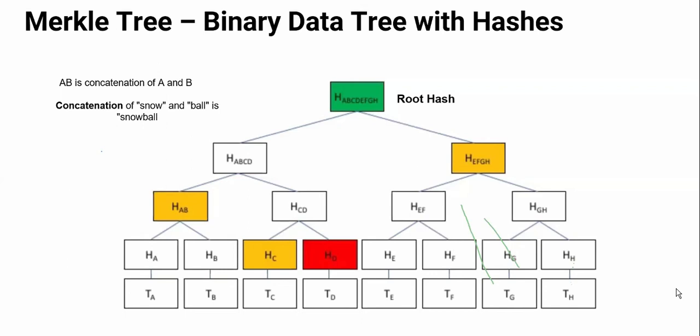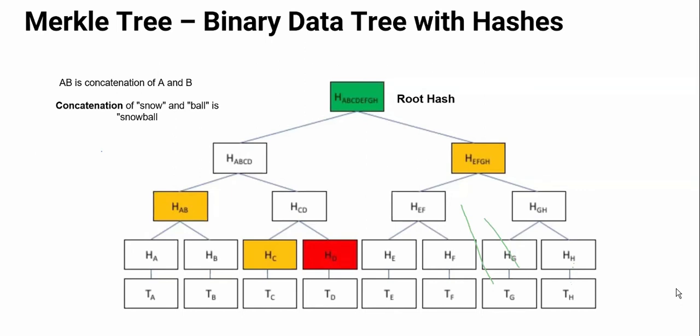Let's say you have h of a and h of b on the far left, and you combine them to compute what we call hash of ab. What do I mean by hash of ab? You look at what we call concatenation. The idea is that you have two strings, a and b, and concatenation means you put them together. For example, with the strings snow and ball, the concatenation of snow and ball is snowball. You just put the strings side by side.